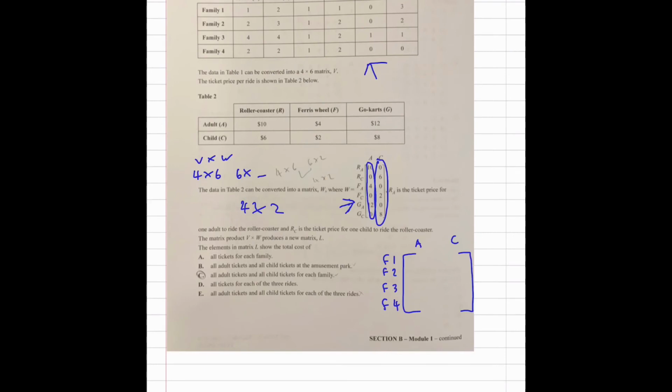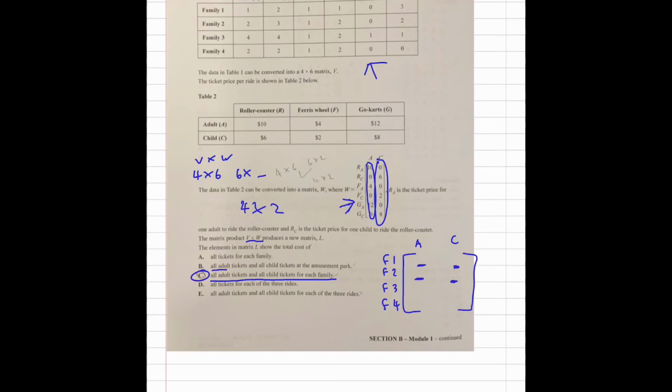when you multiply matrix V by W, you'll get a 4x2 matrix, and the elements will represent the total cost of adults for family 1, children for family 1 as well. So basically, you'll be getting a matrix that shows all adult tickets and all children tickets for each family, because you'll have the cost of adult tickets here, cost of children tickets here, cost of adult tickets for family 2 over here, cost of child tickets for family 2 over here, and so on. So therefore, C is the correct answer.